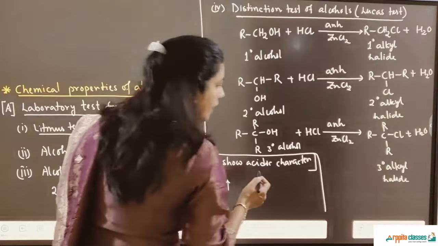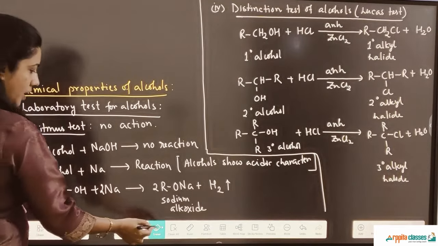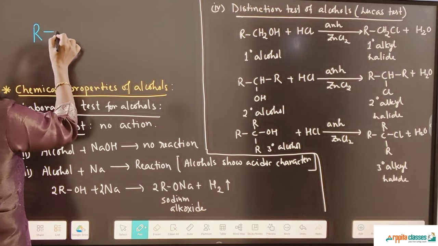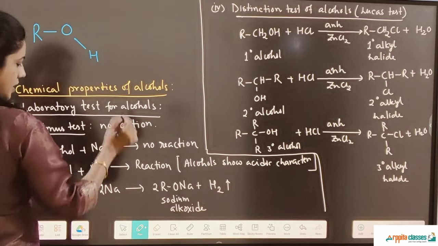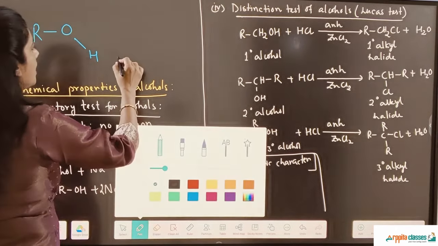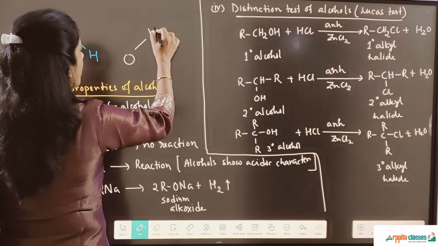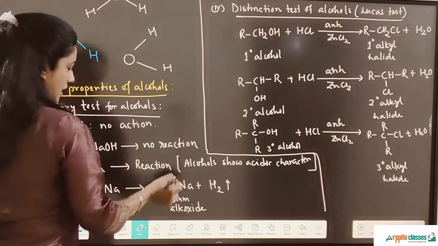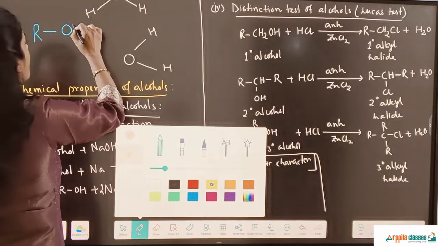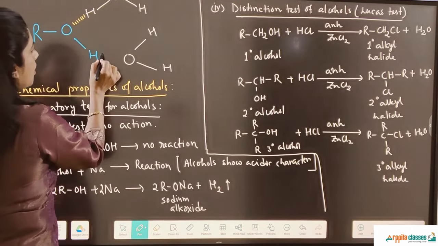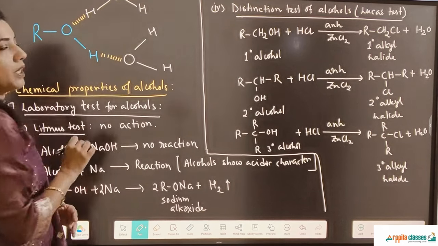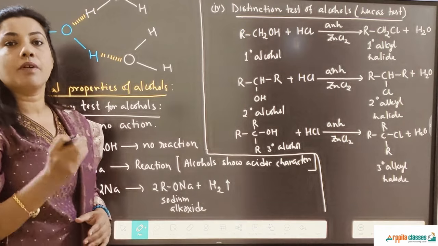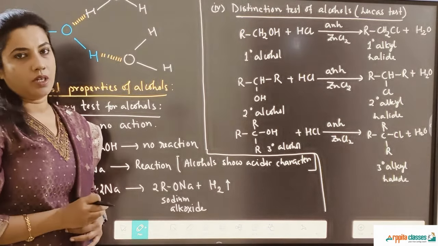So how can we show this? Suppose this is my alcohol molecule, ROH. This is a water molecule, this is another water molecule, and this alcohol molecule will form a hydrogen bond with the water molecule like this. Because of this intermolecular hydrogen bonding, lower alcohols up to 3 carbon atoms will be appreciably soluble in water.